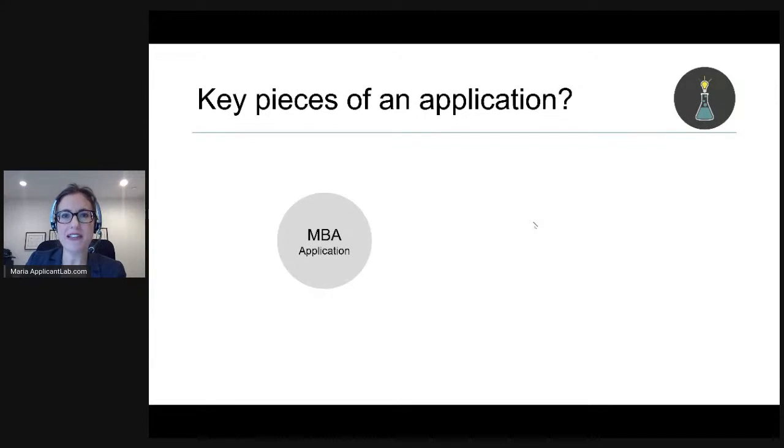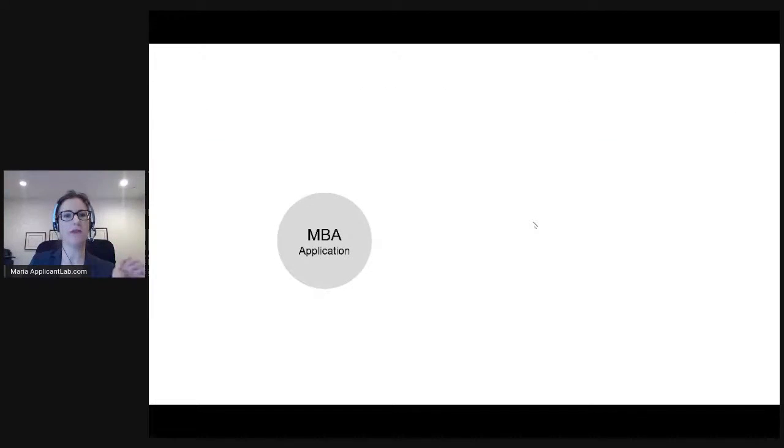So let's jump in. What are the key pieces of an MBA application, right? Just to make sure that everyone is on the same page. Some of you might have already applied in the past. Some of you might be just starting your MBA application journey. So let's just start off by looking at all the different pieces that go into an application. First of all, there are the quantitative elements, your GMAT or GRE score and your GPA and grades from your undergraduate. Then you're going to need to write one or more essays.